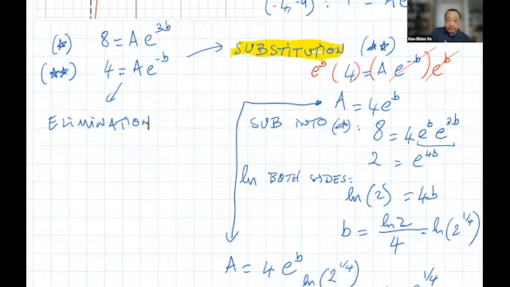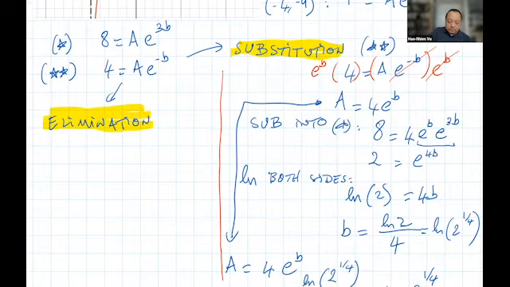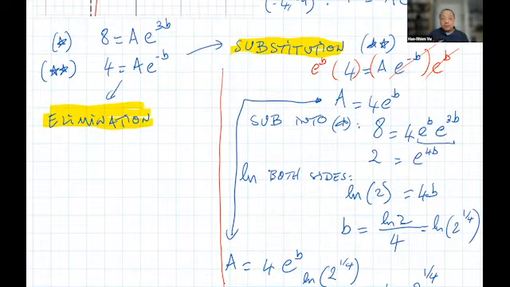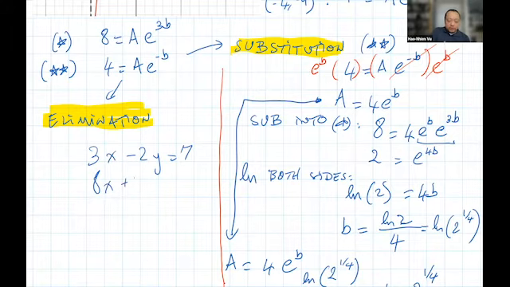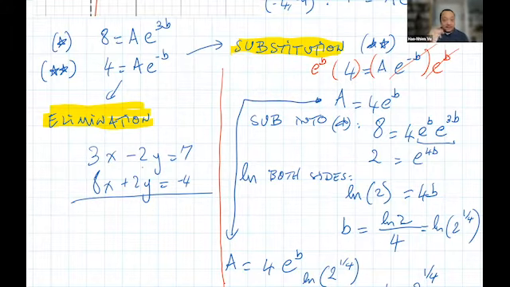Now I'm going to do it again, but using elimination. Because I want to introduce you to a method of solving two exponential equations using elimination. Remember when you solve a system of linear equations, something like 3x minus 2y equals 7, 8x plus 2y equals -4, then what you do is you add them side by side so that the minus 2y and the plus 2y cancel.